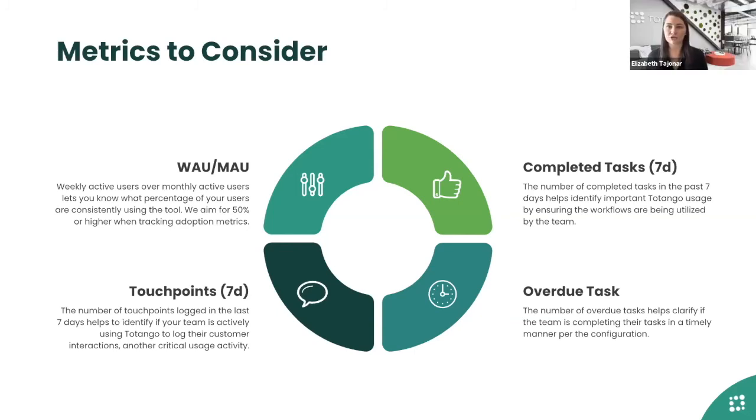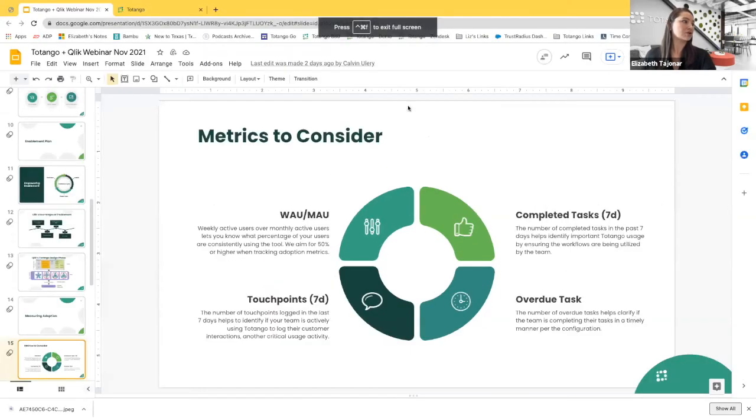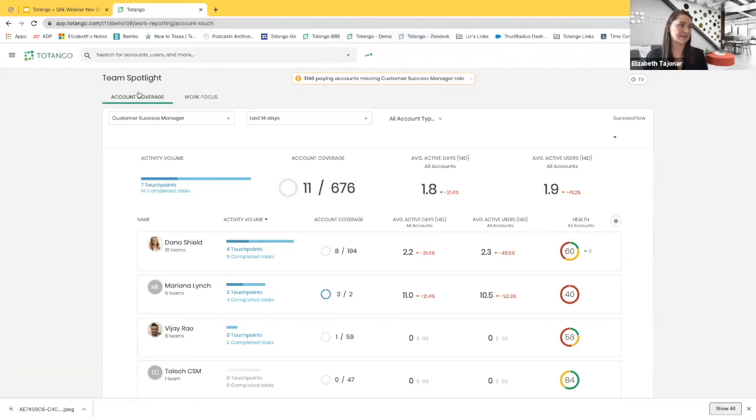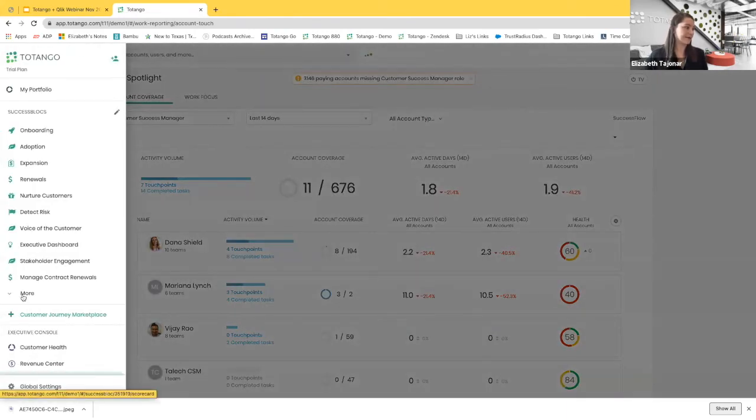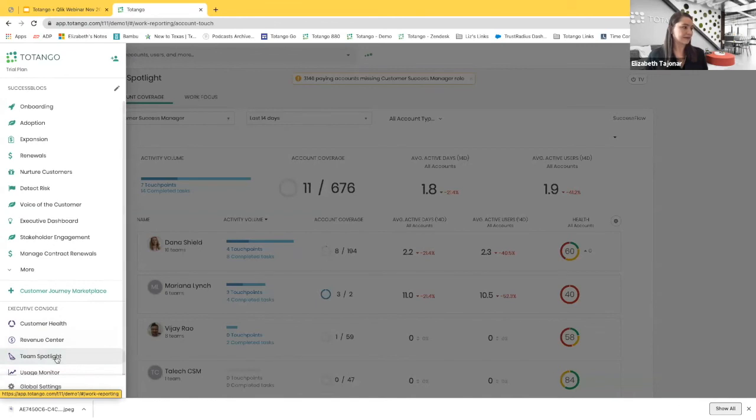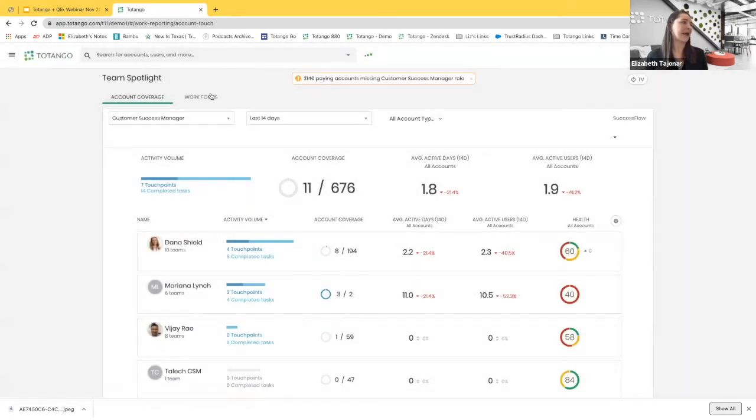The last thing I want to show you here in terms of metrics is I had a lot of conversations with the leadership and the power users at Qlik about understanding how their team was actually doing. So I want to show you one item that was incredibly helpful. If you aren't familiar with the team spotlight in Tatango, I would definitely recommend taking a peek at this in the tool. So the way I navigated here was just by my main navigation menu, and I came down here to the team spotlight.